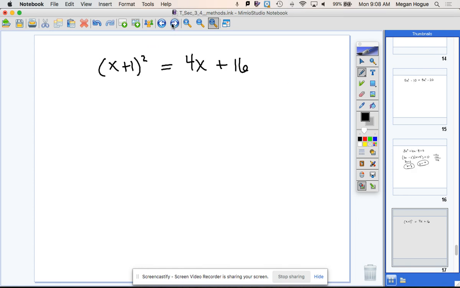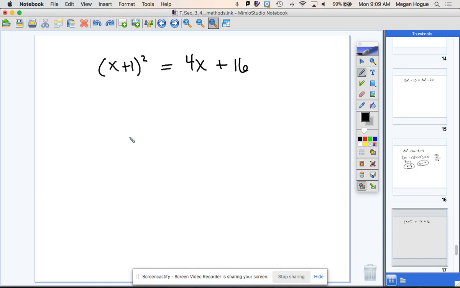Let's see. Oh, we'll do this one. We'll call it good. This one's not so fun. X plus 1 squared equals 4x plus 16. At first glance, what does it look like we can do? At first glance, I say, oh, I'm going to square root. But then I think, oh, there's an x here, so I'm probably going to have to factor. But it's not really set up for factoring.